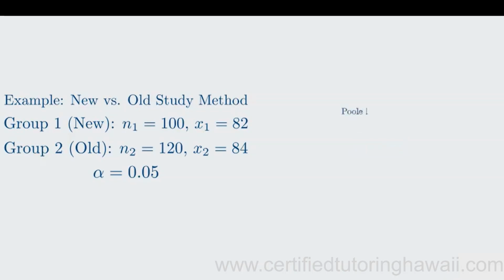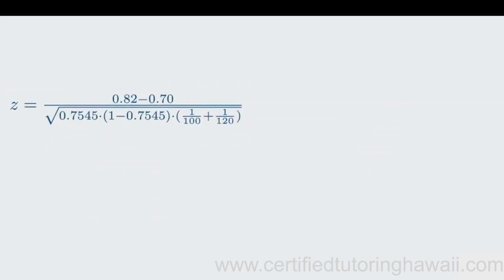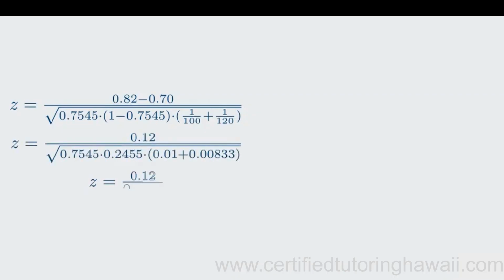Before the z-test, we pool the data. Combining both groups, we have a total of 166 passes out of 220 students. This gives us a pooled proportion of approximately 0.7545. Now, let's plug these values into our z formula to see how many standard deviations that 12% difference is from zero. We subtract our sample proportions in the numerator. In the denominator, we use that pooled proportion of 0.7545.